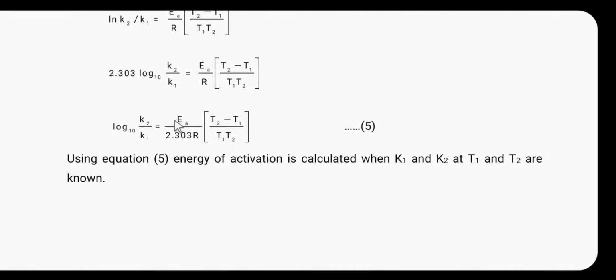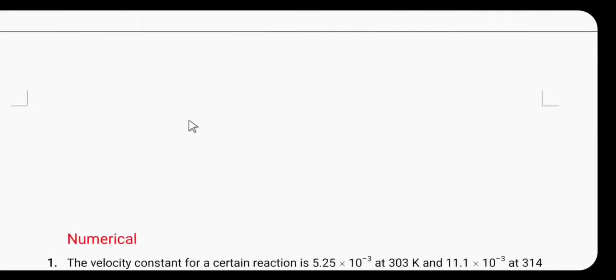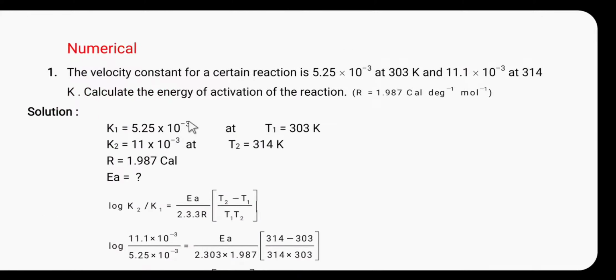So these are the two methods for the determination of the energy of activation. First method is the graphical method and the second one is the substitution method. Then the next point, so let us consider some numericals which are related to the energy of activation as well as the order of reaction.